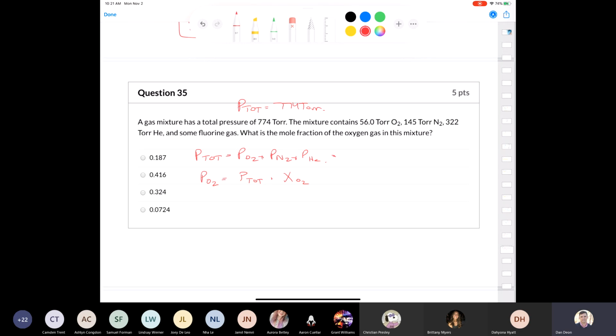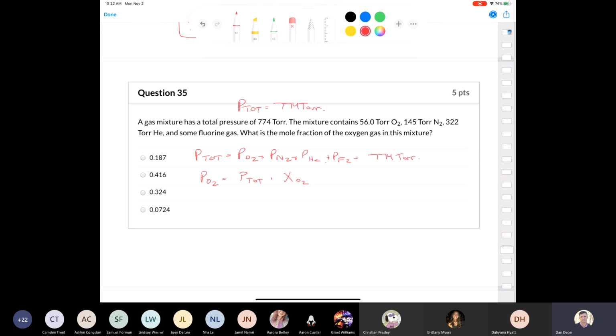Because if we just plug in these numbers, 56.0 plus 145 plus 322 torr, that gives us a total of, oh, it doesn't tell us what the pressure of the fluorine is. Oh, shoot. Anyhow, I didn't even need to do that, did I? Sorry, I didn't do this one ahead of time. We're given the total pressure right here. So our total pressure is 774. Let me even write down here that we have some fluorine gas in there, which gives us a total pressure of 774 torr.